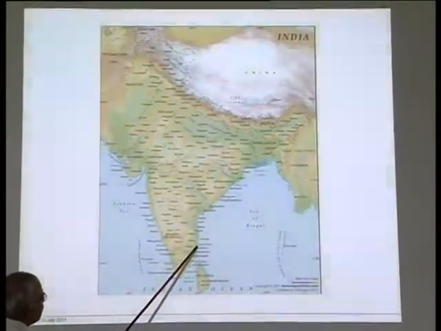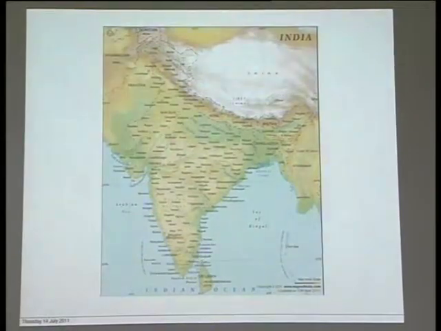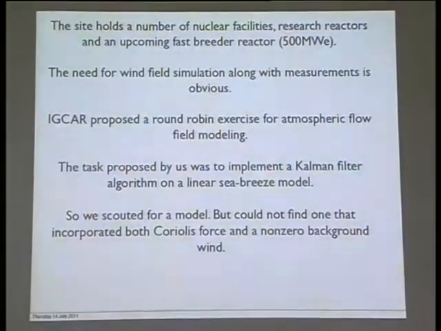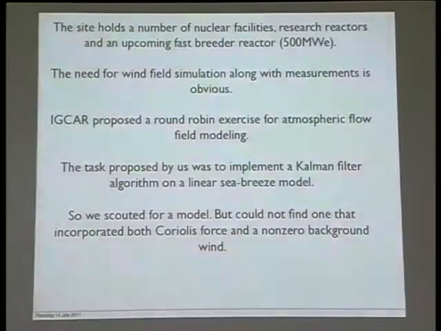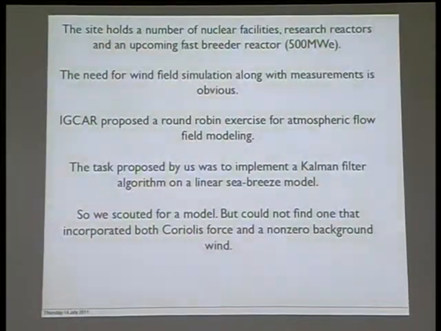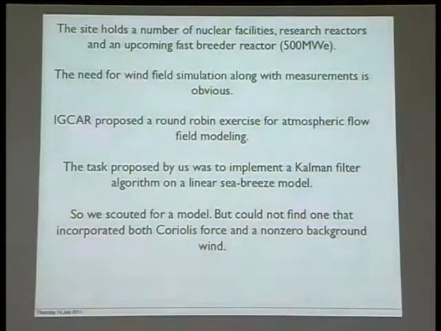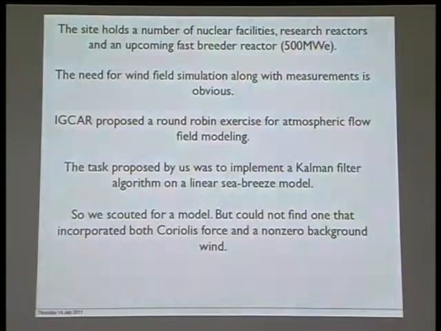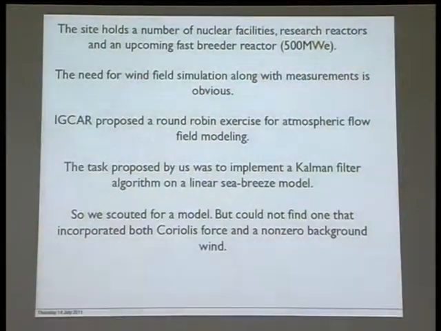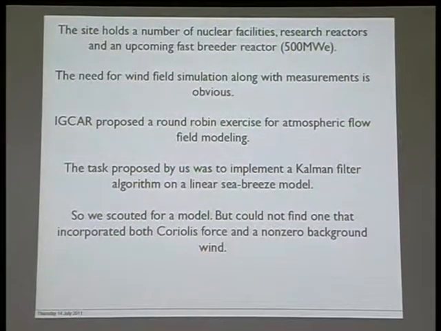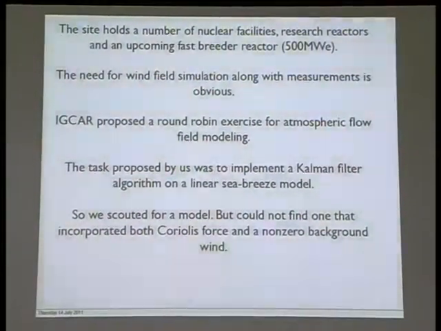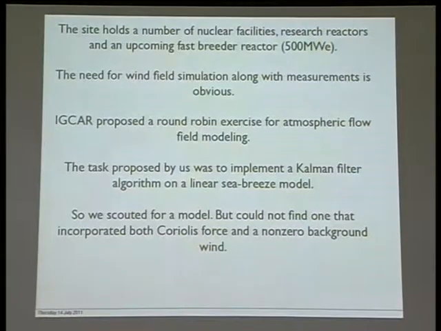It's located somewhere in between Chennai and Pondicherry, in that region, D04. This is Chennai and this is Pondicherry, so somewhere here. That particular site holds a number of nuclear facilities, so the need for wind field simulation along with measurements is obvious. And the Indira Gandhi Center for Atomic Research proposed a round-robin exercise for atmospheric flow field modeling.